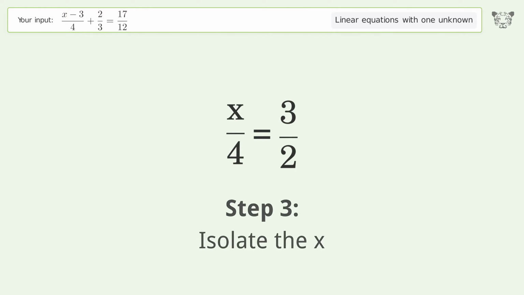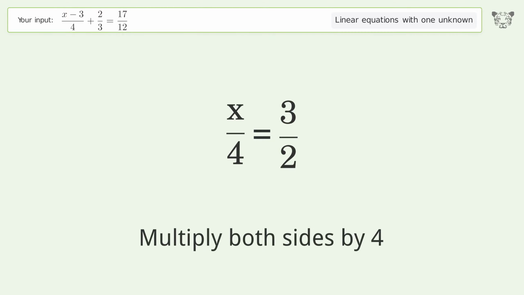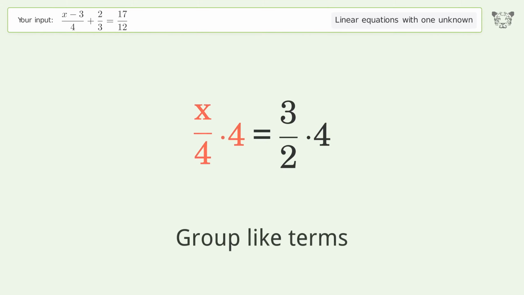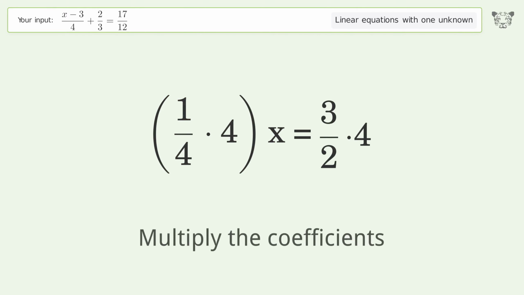Isolate the x. Multiply both sides by 4. Group like terms. Multiply the coefficients.